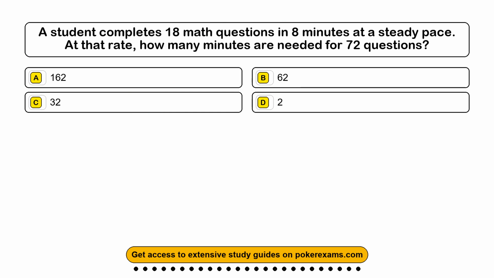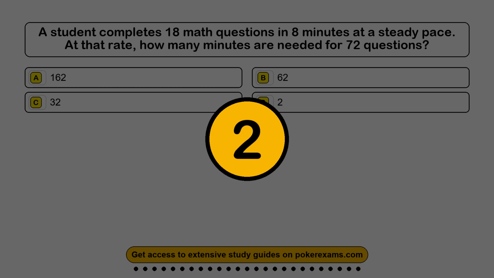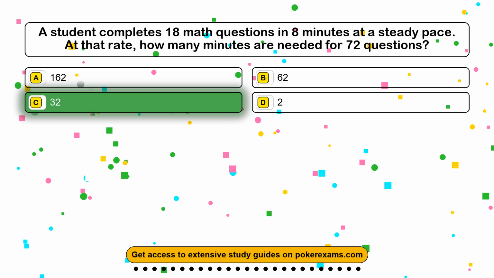Question 5. A student completes 18 math questions in 8 minutes at a steady pace. At that rate, how many minutes are needed for 72 questions? Option A: 162. Option B: 62. Option C: 32. Option D: 2. The correct answer is option C, 32.